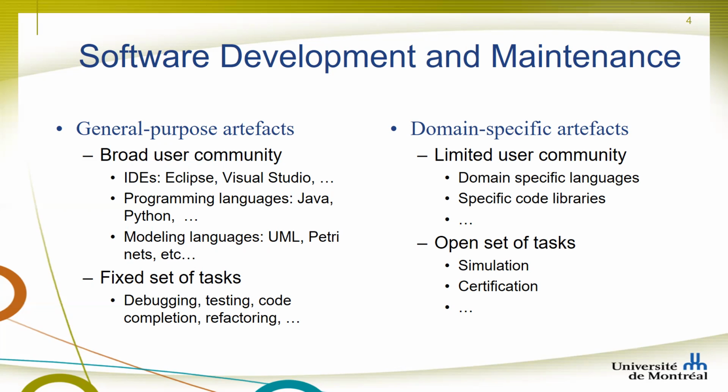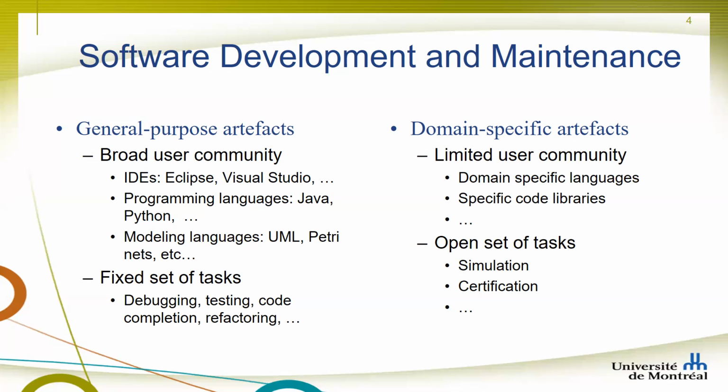But if we look at domain-specific artifacts, we have limited user communities. For example, if we have a language to describe plumbing architecture, we don't have that many people doing research on that, especially in computer science. And we could also have some libraries. We have a lot of specialized libraries, and there are some users of these libraries, but not a broad community using the same library.